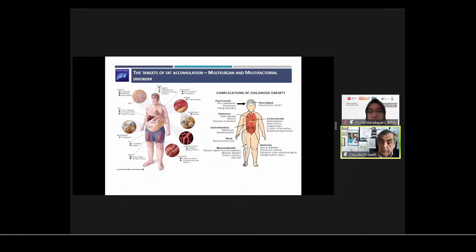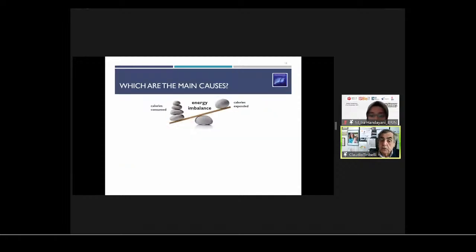So we have to conclude that obese children, like obese adults, are sick, and we need to cope with that. So which are the main causes? It is the imbalance between the calories taken in and the calories expended. I'm used to saying that weight is like our bank account. If you gain a lot of money and you don't spend, you get rich. But if you eat a lot of calories but you spend a lot, you get poor.